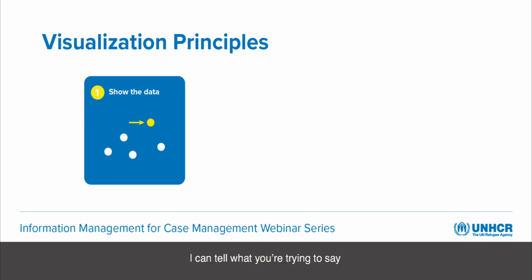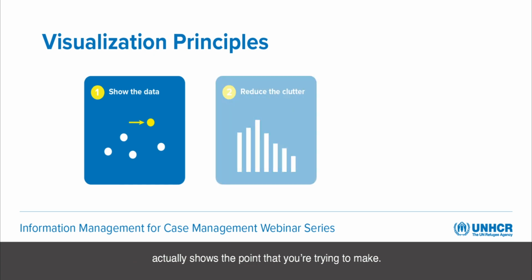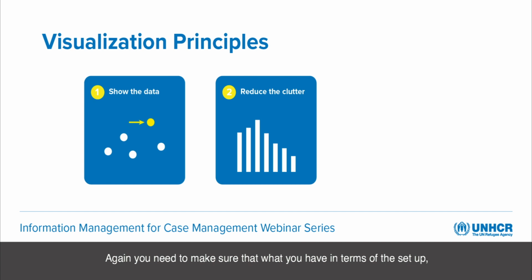I can tell what you're trying to say because I can see, my God, that is a very big graph. So you need to make sure that the way you set up your graph actually shows the point that you're trying to make. Again, you need to make sure that what you have in terms of the setup, so the graph bars, is really clear, so you can see the pieces of information you're looking for. That can make that whole beauty of how the site works and helps us get the message across. It loses it because people then have to start thinking, and no one wants to use their brain. They just want to be able to see things.